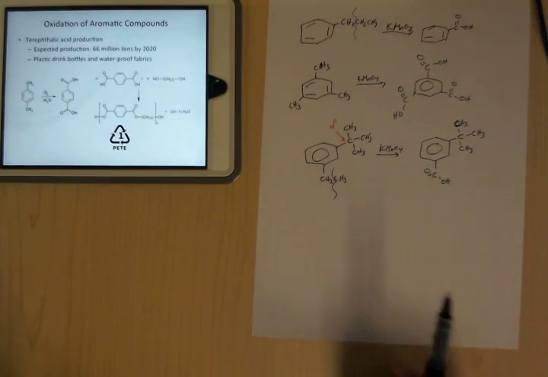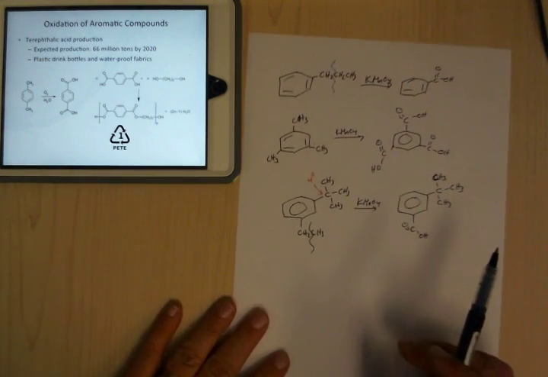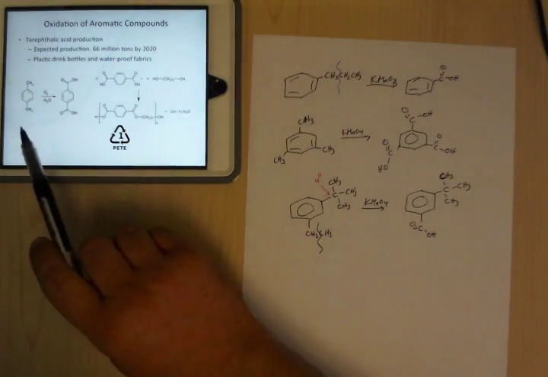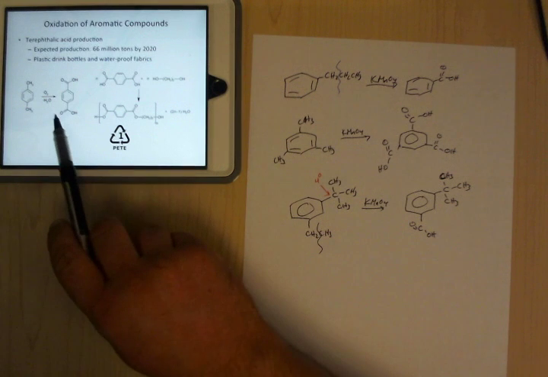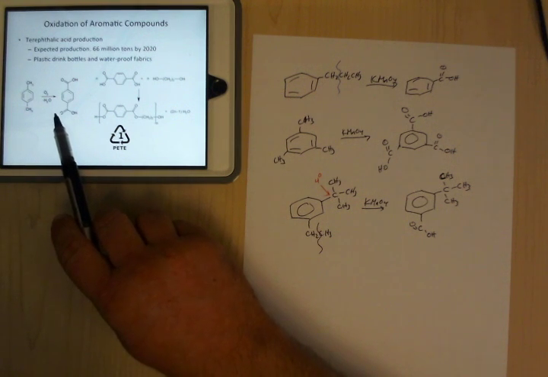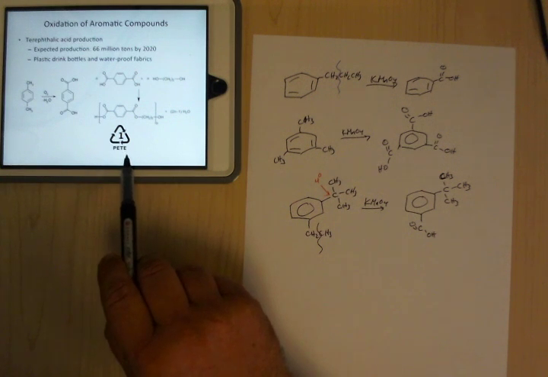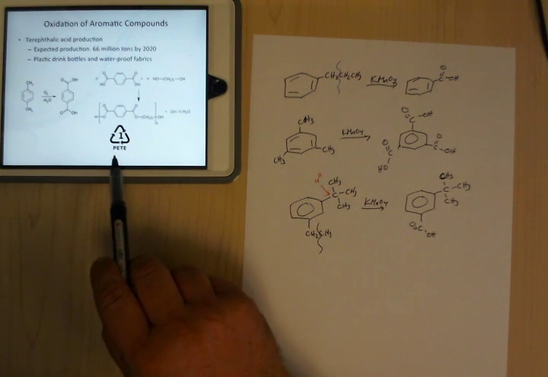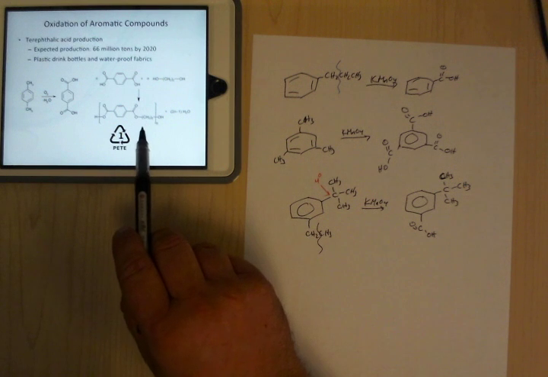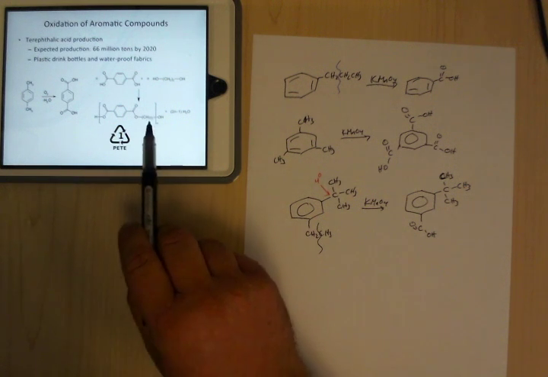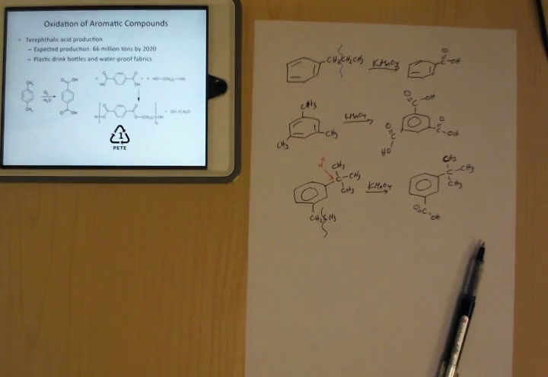Okay, this is an incredibly important reaction. They don't use KMnO4 anymore. What they actually use is high pressure oxygen. With that, you release your water. But this is terephthalic acid. This is your PETE, polyethylene terephthalate, the number 1 PETE. It's a CH2 terephthalic ester.